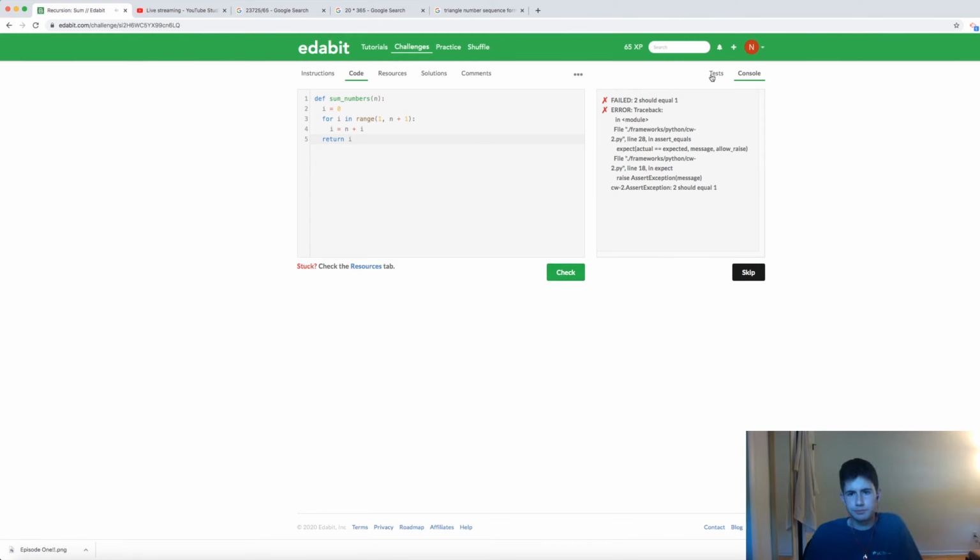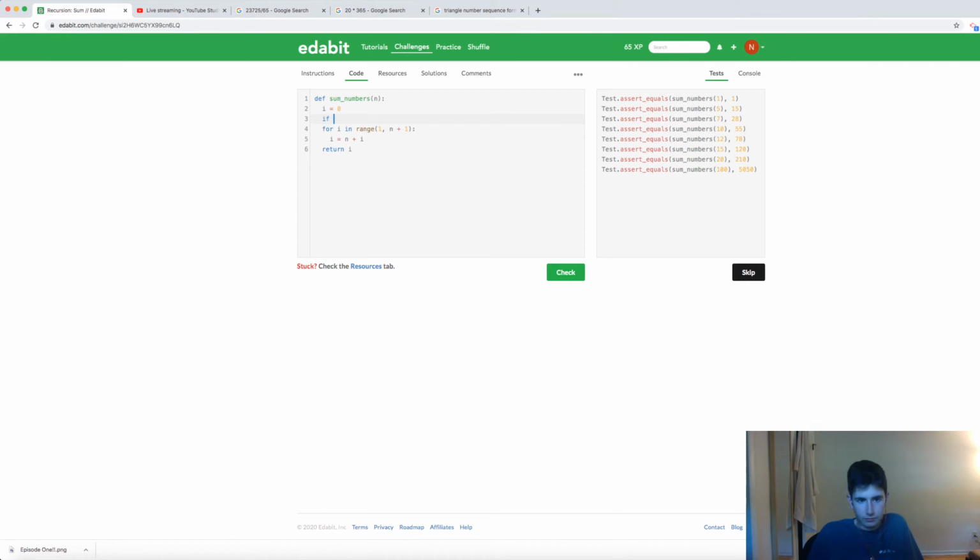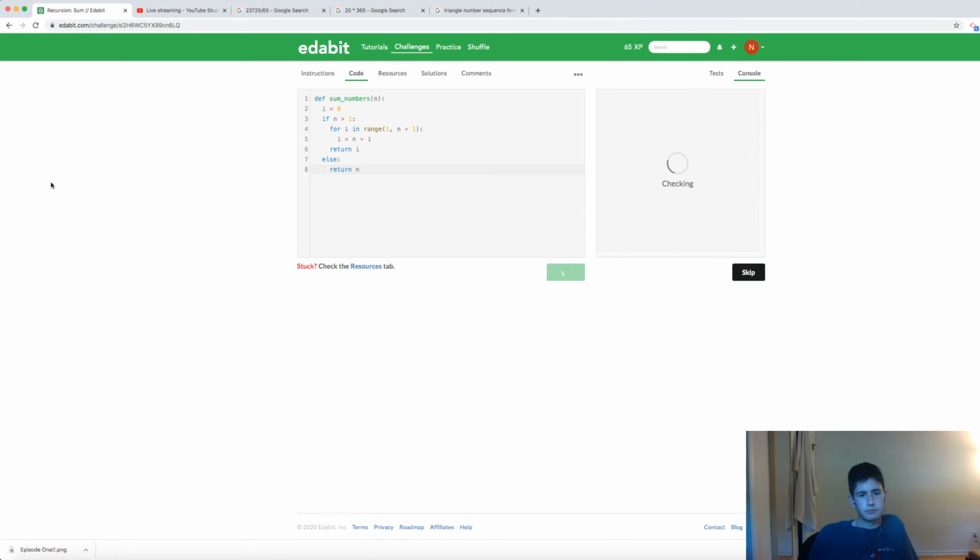2 should equal 1. Oh, I know. We'll say if n is greater than 1, do the following. Else return n. First test passed. Second one, 10 should equal 15.